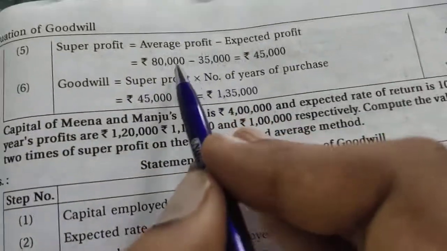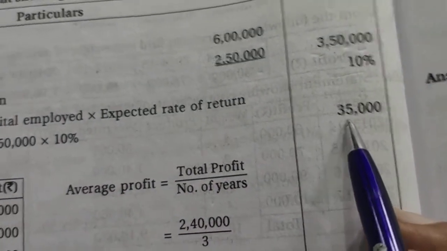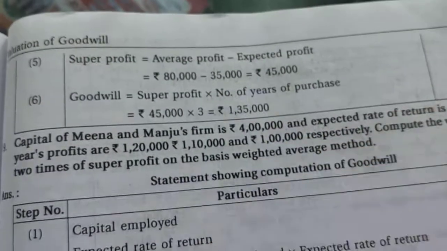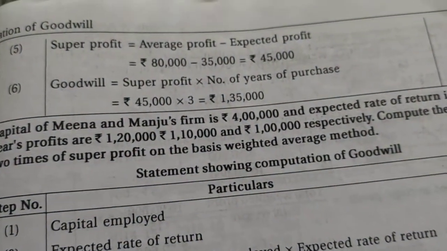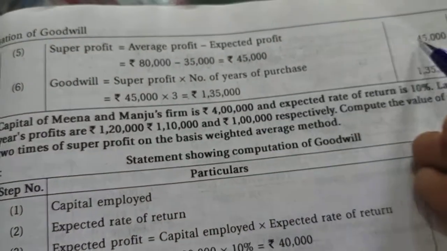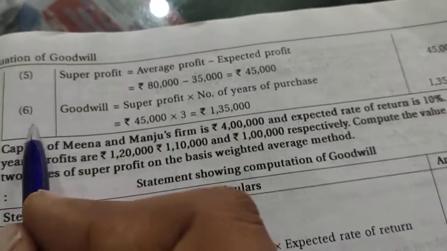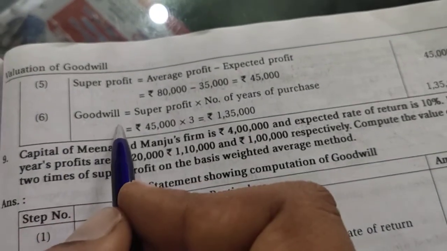So 80,000 is written here. What is expected profit? Expected profit is 35,000. So you have to deduct both of them. So 80,000 minus 35,000, what will you get? 45,000. You have to write it here. In the last thing you will have to calculate goodwill. So goodwill, what is the formula?